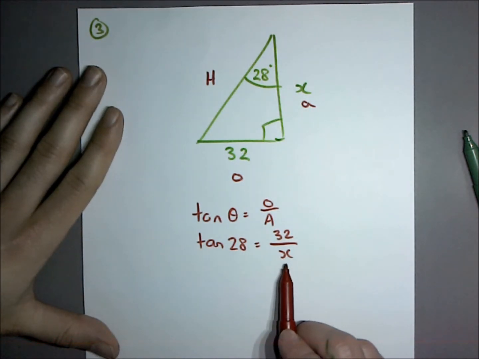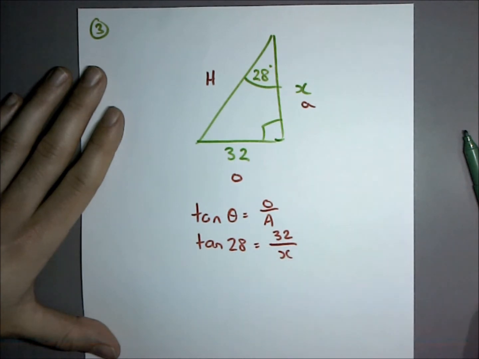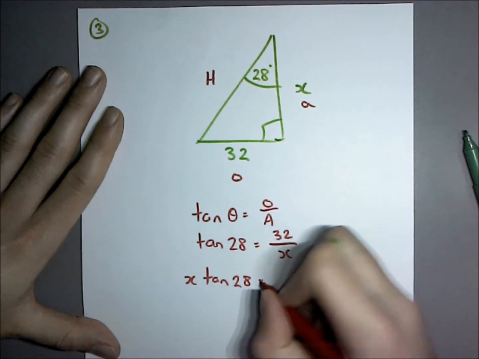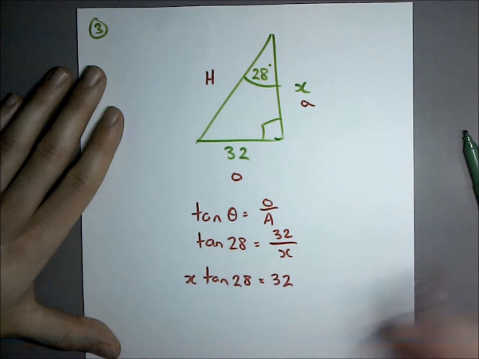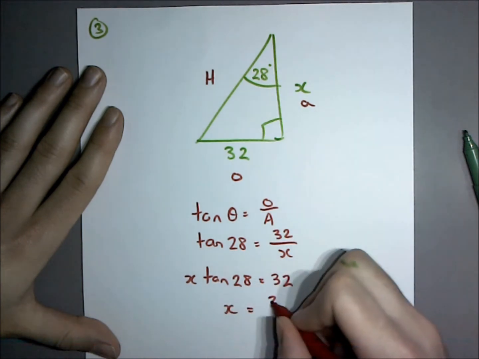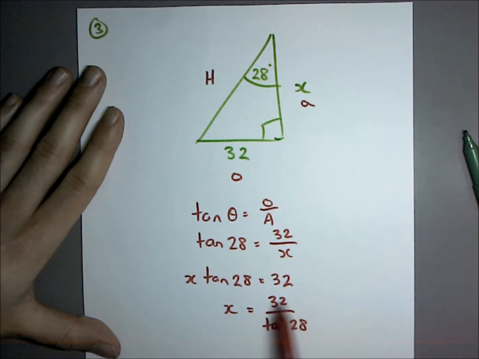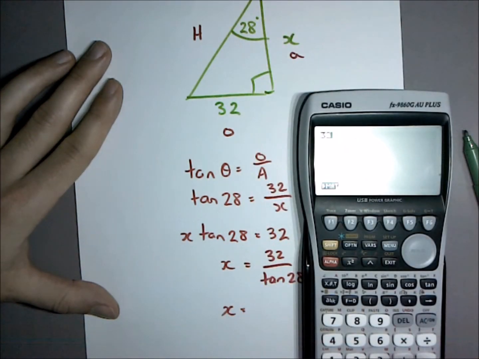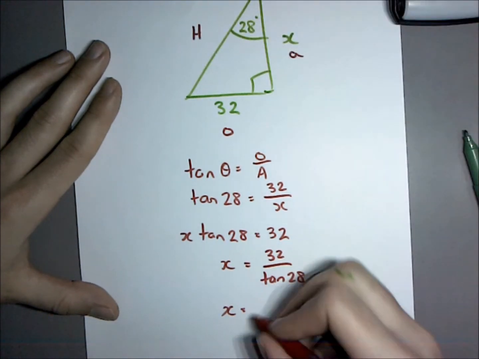So because our variable's down here, what we need to do is multiply this side by x first, because you always need to get rid of the value on the bottom of the fraction. So if I multiply this side by x, I'll get x tan 28 equals 32. And then what I need to do is get x by itself, so I need to divide 32 by tan 28. I'll end up getting x equals 32 divided by tan 28. And then I'll just throw this into the calculator, and that'll give us our final solution. So it'll be 32 divided by tan 28, and the answer that we get is 60.18 with rounding units.